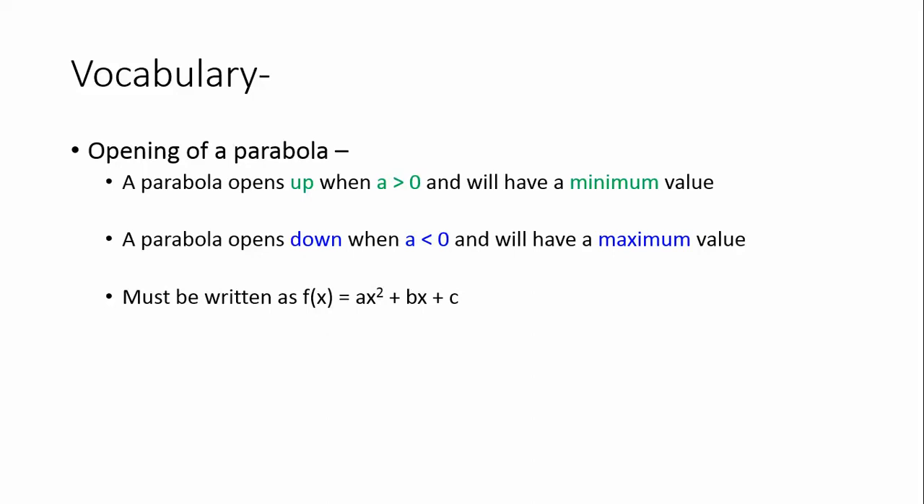But you can also tell by looking at the equation or the function. So first you have to make sure that it's written as f of x equals ax squared plus bx plus c. It's going to open up if the a, notice it's the coefficient in front of the x squared, is greater than 0. And if it opens upward, it's going to have a minimum. It's going to have a low point. If the parabola opens downward, then the coefficient in front of x squared, that a, is going to be less than 0. This opens downward, and it's going to have a maximum value.